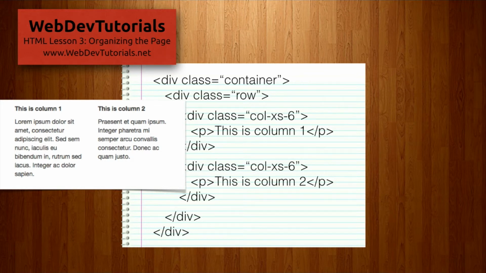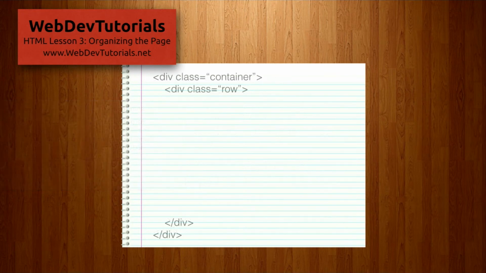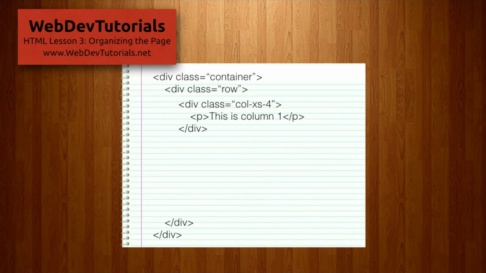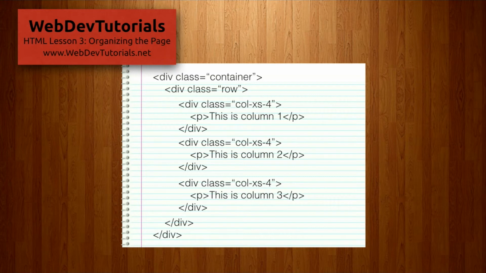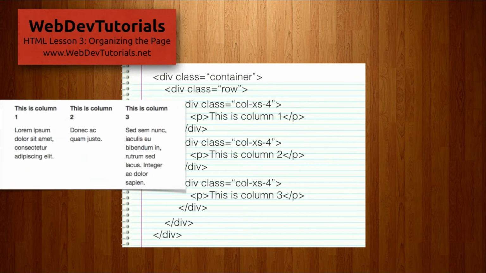Let's make another row. In this row, we want to have 3 columns. Because 12 divided by 4 is 3, we'll use div class equals col-xs-4. Repeat twice for a total of 3 columns, each of which are 4 units wide. The same process can be used for any amounts of columns or sizes.